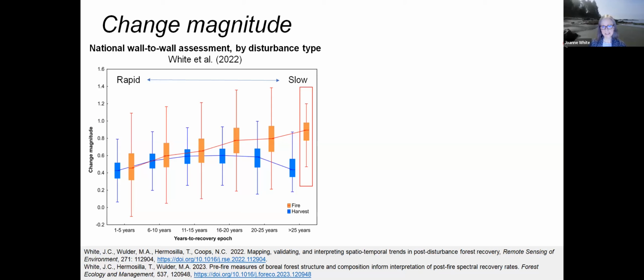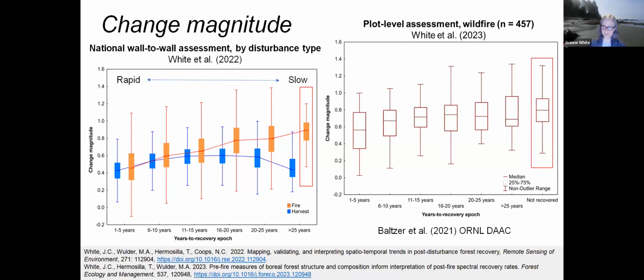If we look at a similar scenario, but using an open source of plot measurements and just looking at areas that were impacted by fire, we see a similar trend in that plots that had not recovered by the end of the time series had a much greater change magnitude associated with them.